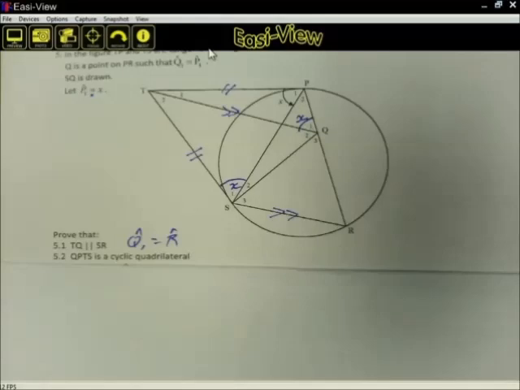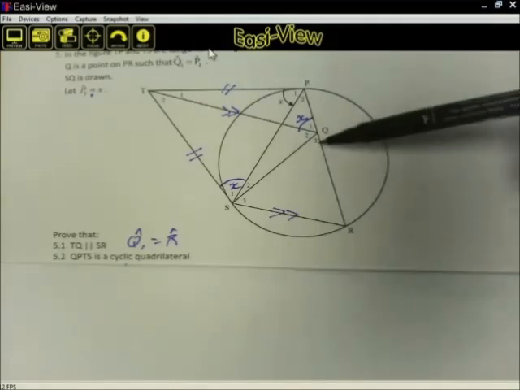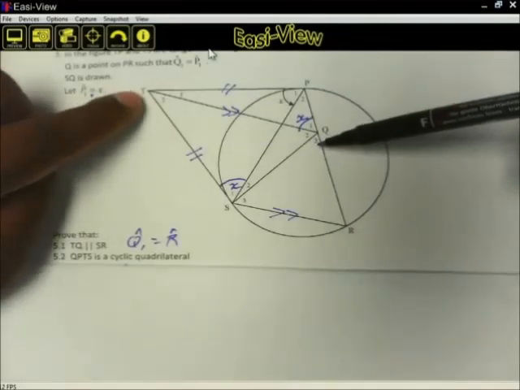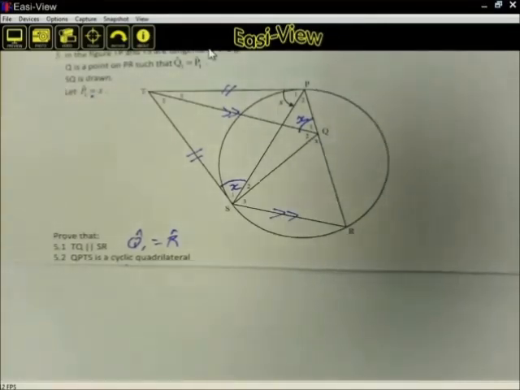If the exterior angle of a quadrilateral is equal to the interior opposite angle, then the quad will be cyclic. If you look at this one, if Q3 can be equal to the whole of angle T, then it means QPTS will be a cyclic quad.